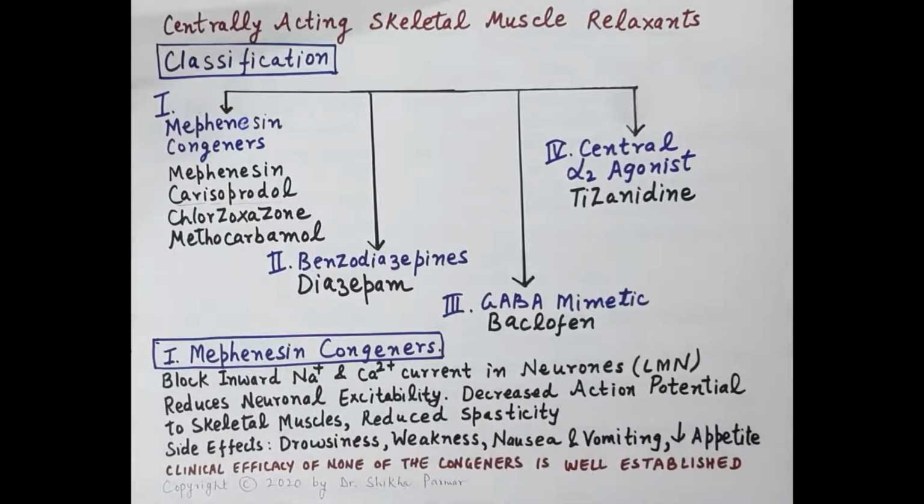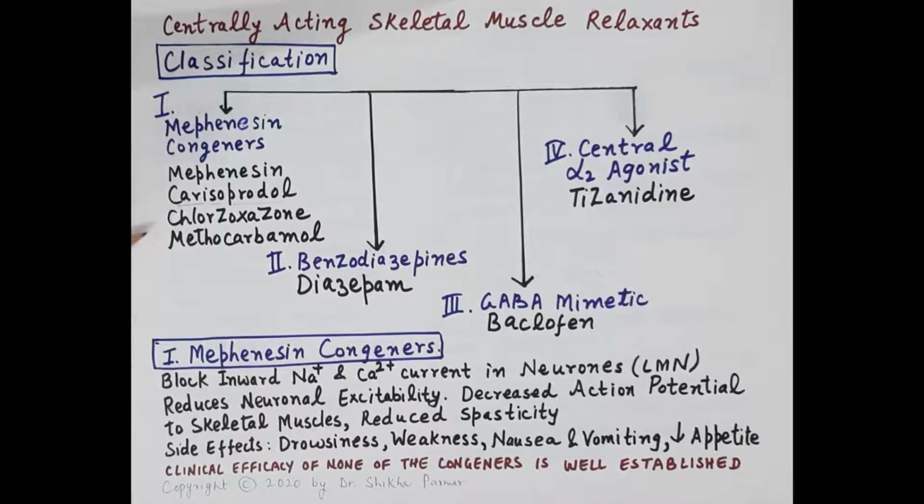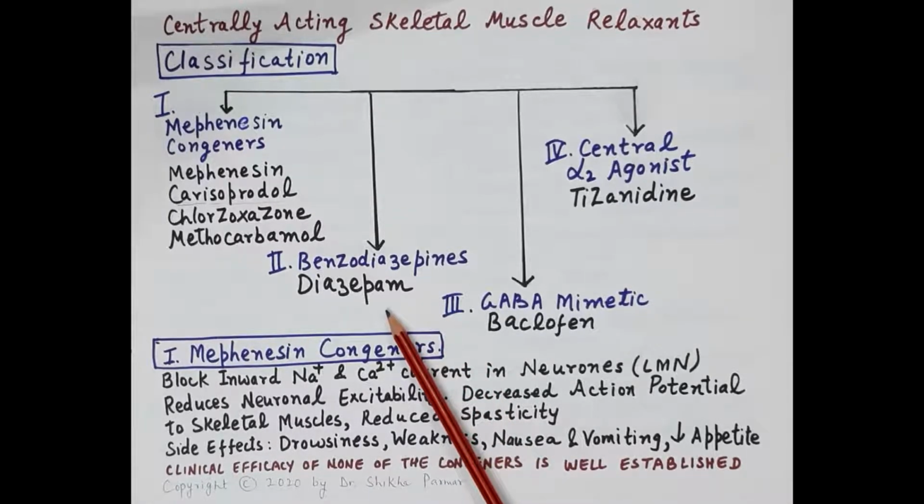Now this is a classification of centrally acting muscle relaxants. There are 4 classes. First class is mephenesin congeners, for example mephenesin. Then we have carisoprodol, then chlorzoxazone, methocarbamol. Second category of drug are the benzodiazepines, for example diazepam. We have already discussed the mechanism of action. These drugs bind to GABA A receptors, and they cause hyperpolarization or inhibition of lower motor neuron, which is responsible for relaxation of skeletal muscles.